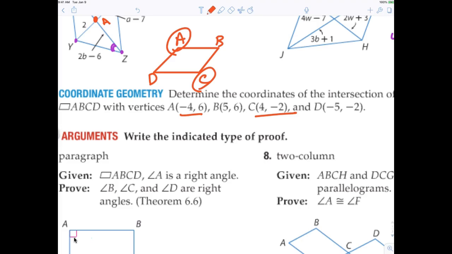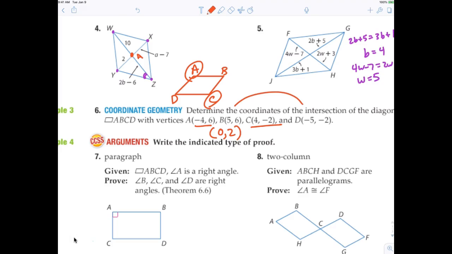So what is the X coordinate? I'm thinking 0, right? Am I adding X1 and X2? And then what's the Y coordinate? 0, 2. Now if I wanted to double check myself, even though we know that's not necessary, I could take B and D. Still 2? So my answer is 0, 2, just to prove it. Very easy. No, not necessary to draw it out. Just have to remember to draw it properly and find the midpoint.